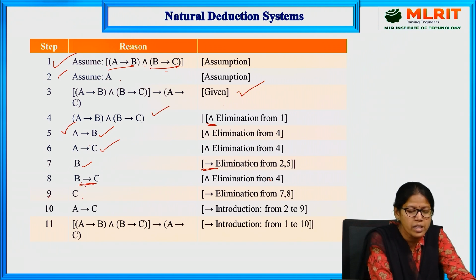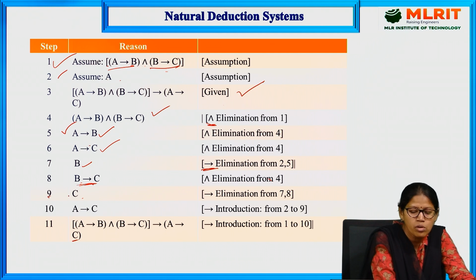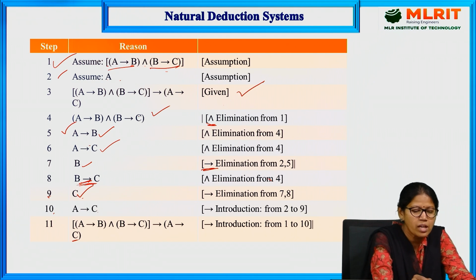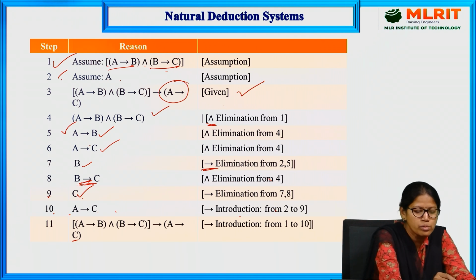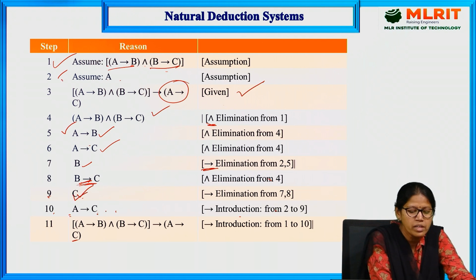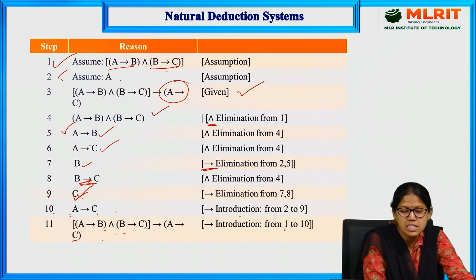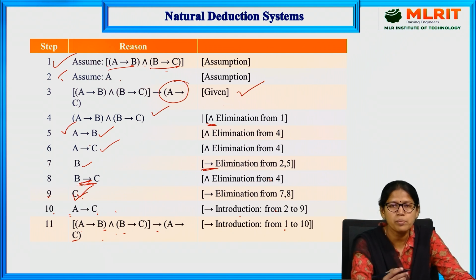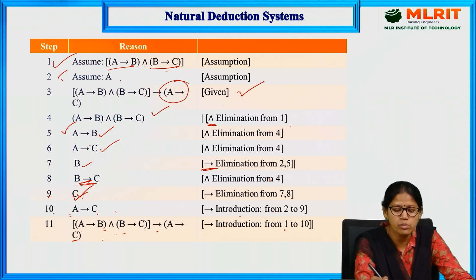Next, in the 9th line, we need to have C. So we need to eliminate the implies symbol so that we get C. At last, in line 10, we have taken the value from here. Okay, A implies C, introduction from 2 to 9. Then we have A implies C. At last, we derived the values from 1 to 10: A implies B and B implies C, therefore A implies C. So as I said already, to draw the conclusion, to prove some formula, we need to assume, and decide what we need to eliminate and what we need to introduce.